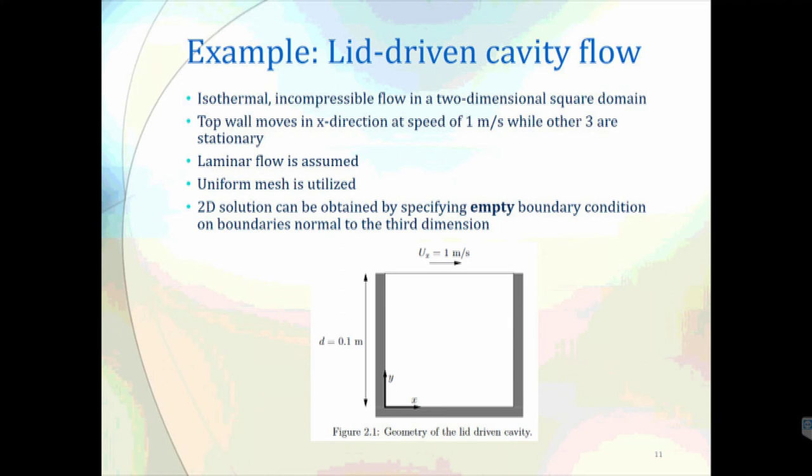Basically, we have a 2D box, and the top boundary of the 2D box, the top wall, is moving. It is moving at a velocity of 1 meter per second in this direction. Okay, so this is our example case.